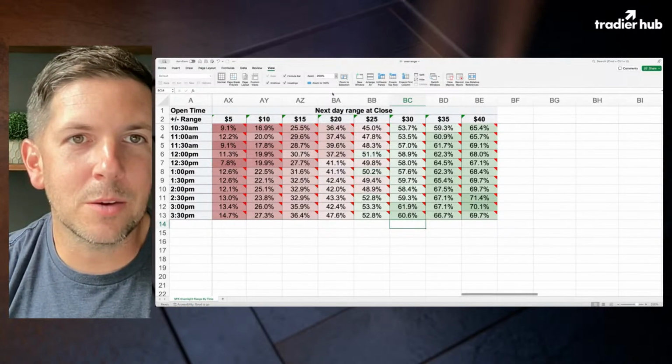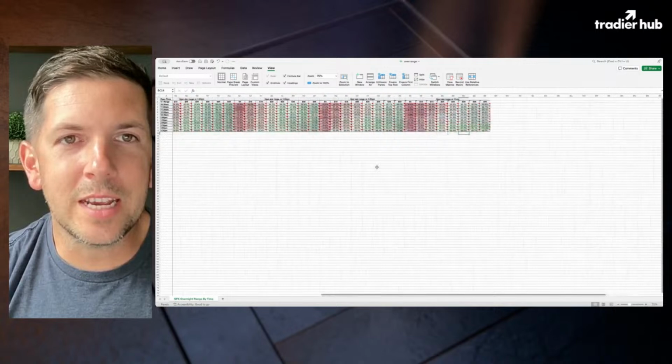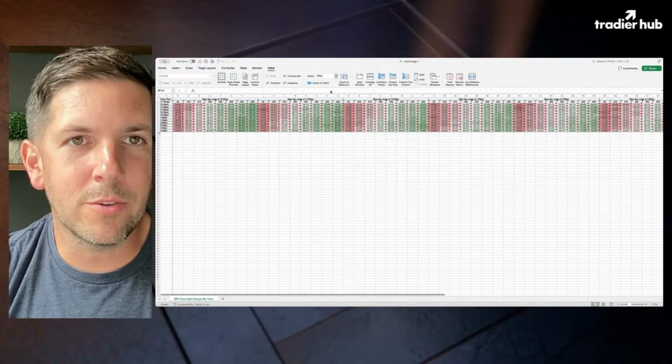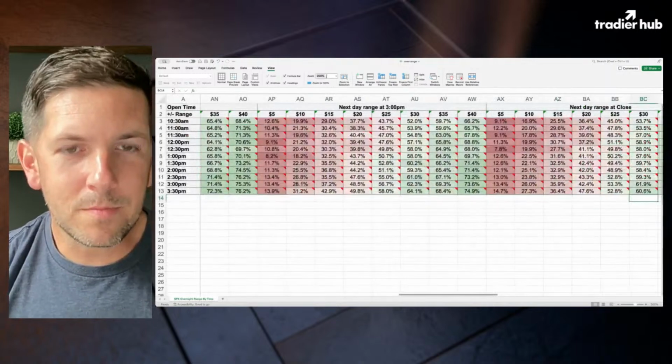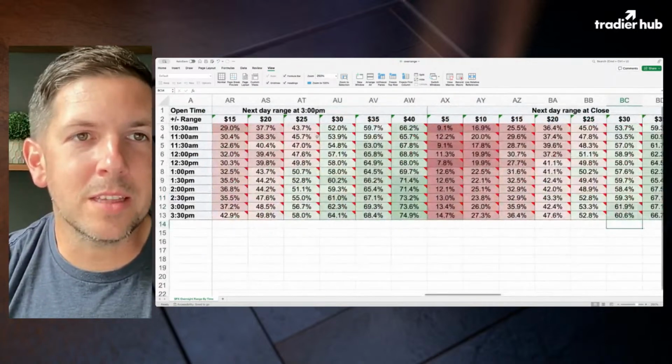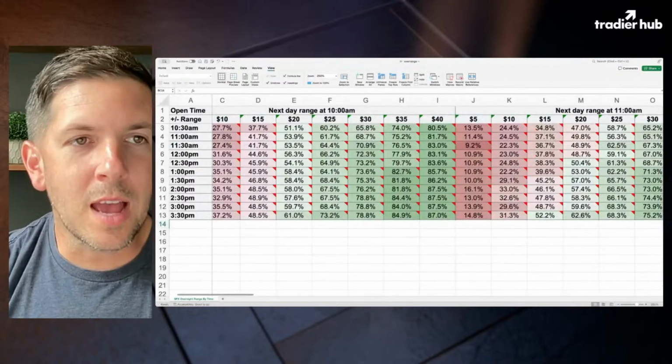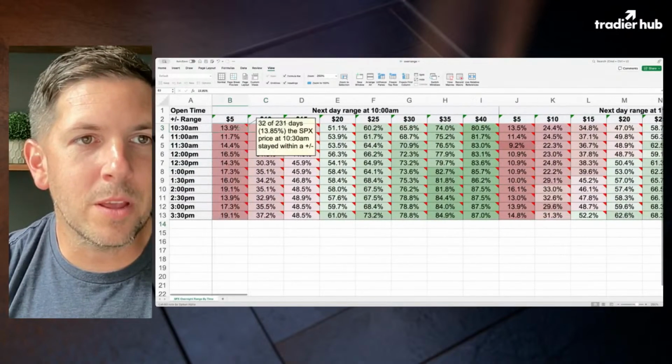I zoomed in because I have terrible eyesight, but if you zoom out, you can see it's got all the data in here up in the top row, and then you just zoom in and do whatever you want to do with it, obviously. But what I'm going to show you here is basically the data for the next day or the overnight range. So let's start in the top left here. This is the very, very top left of the Excel file.